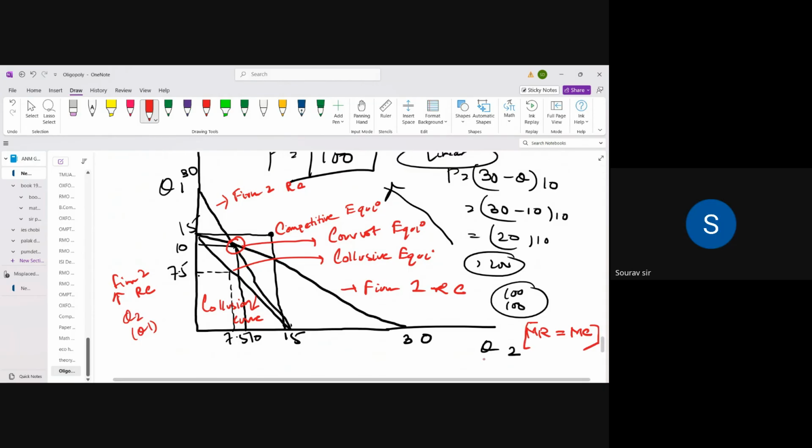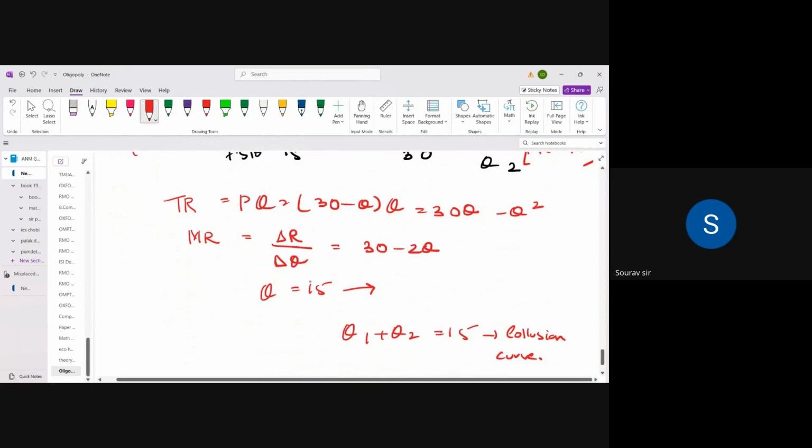So now the total revenue of the firm will be how much? I have taken 30 minus Q. So 30Q minus Q square is TR. And what will be my marginal revenue? Marginal revenue will be del TR by del Q, which means 30 minus 2Q.